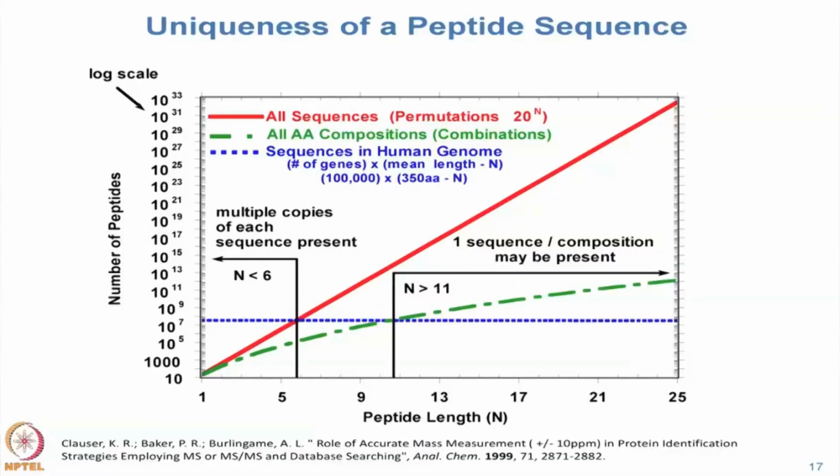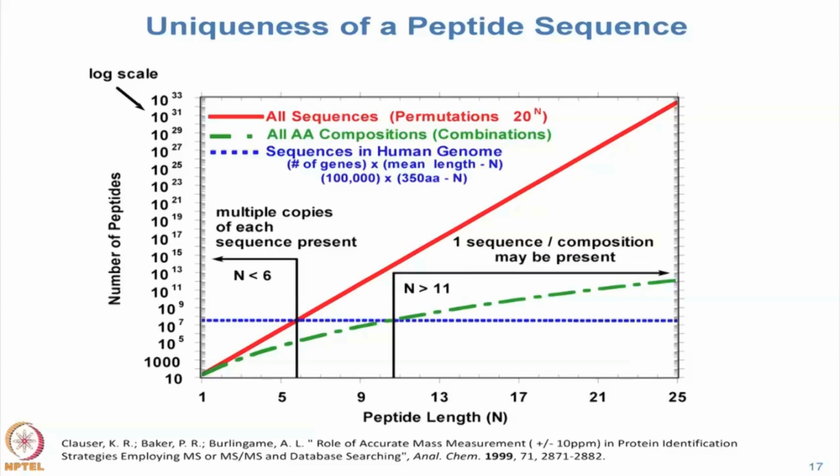At that time, it was still unknown how many genes were in the human genome, and one of the highest estimates was 100,000 genes. So I used that as an upper limit, and then I took the mean length of a protein in the SwissProt database at the time, and that was 350. And then I made these calculations.